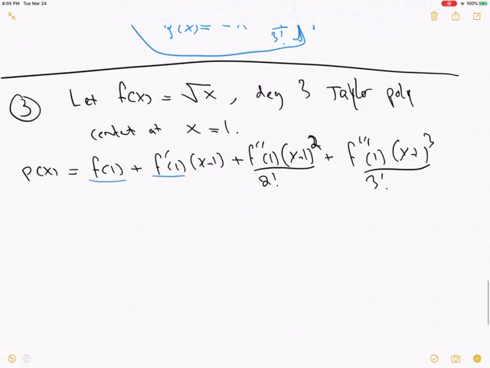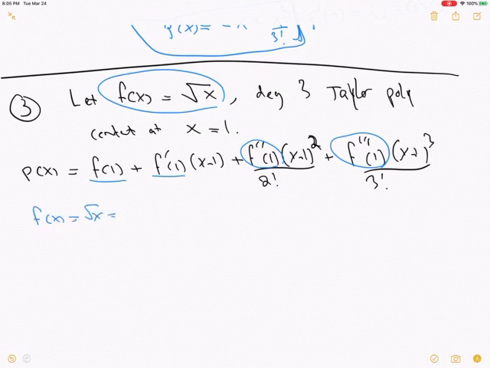Because we have to determine what all of these things are, well, we know what f is, and so we just have to take all these derivatives of f and then plug in when x is equal to 1. So let's just do it. So this is the square root of x. Let's use exponential notation, and to take the derivative, we can just use the power rule. So when we use the power rule, that becomes 1/2 times x to the negative 1/2.